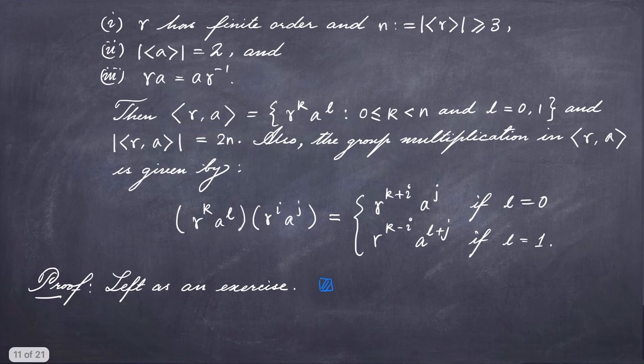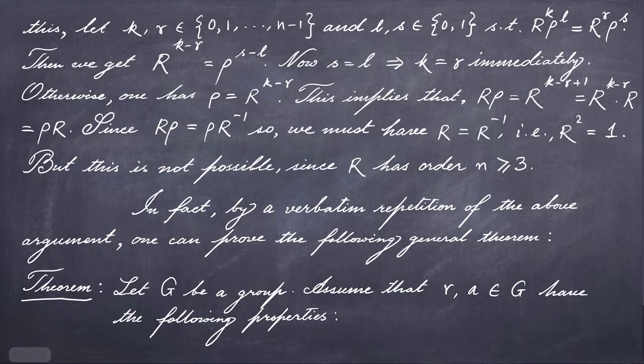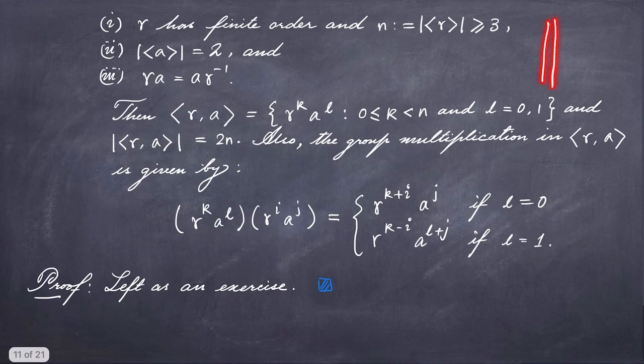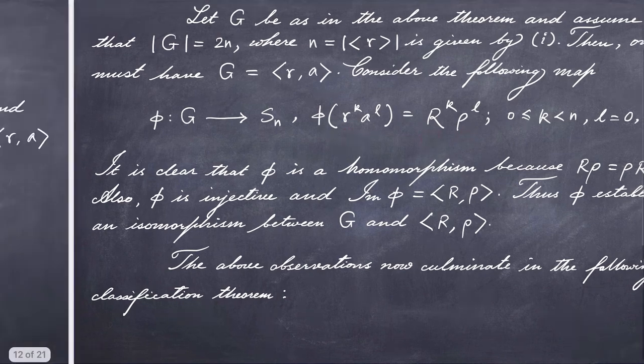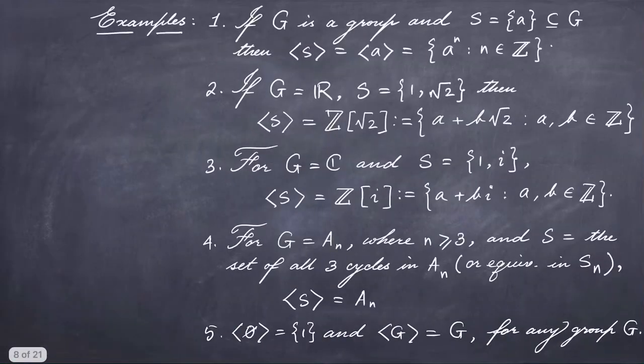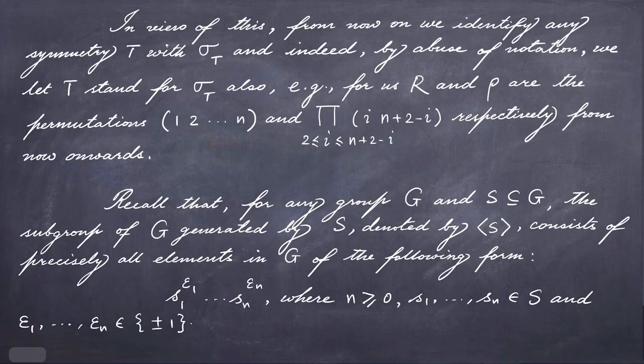Let me again repeat. In this theorem we have a group G and r, a with these three properties. If in addition the order of G is twice the order of the element r, then we must have the subgroup generated by r and a to be the whole of G. And in that case we are going to consider the following map. The map is from G to Sn, and it sends r to the power k, a to the power l, to capital R to the power k, rho to the power l, where let me again remind you that R and rho denote these permutations for us.